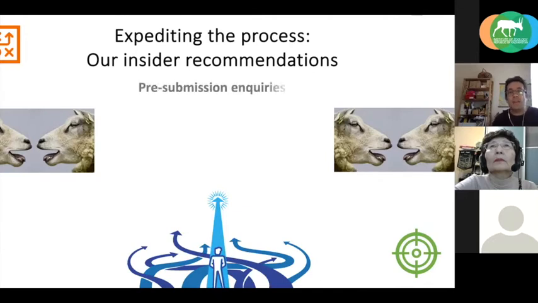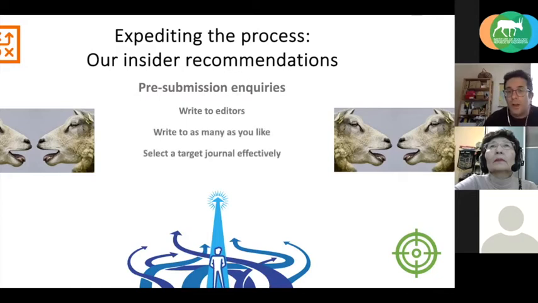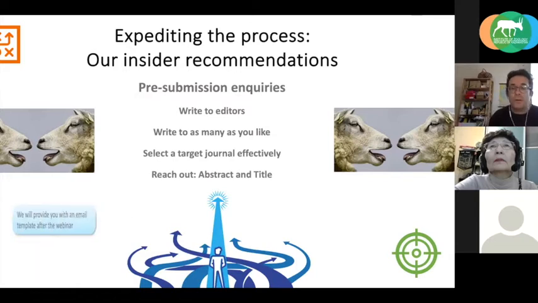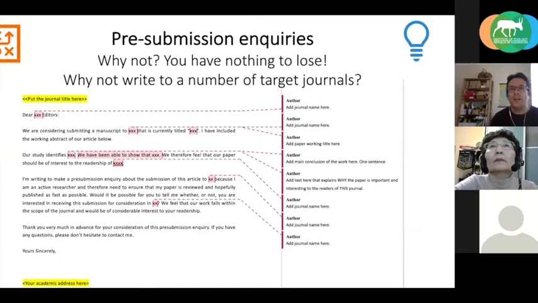Again, you've seen this before in our last presentation. Writing to editors is important. Writing to as many as you like helps you to select the target journal for your next paper effectively. And there's no problem at all sending the abstract and the title of your paper to journal editors before submission and asking them, would they be interested in considering your paper for peer review? I can give you email templates that you can use for these kinds of inquiries in English. Here's one. Why not try it?